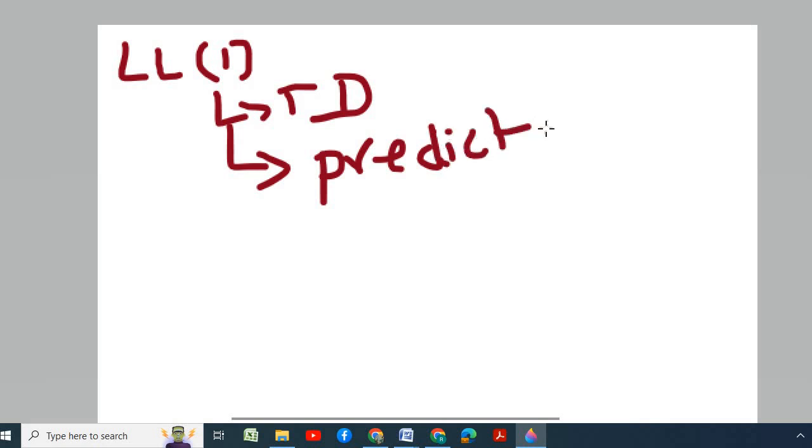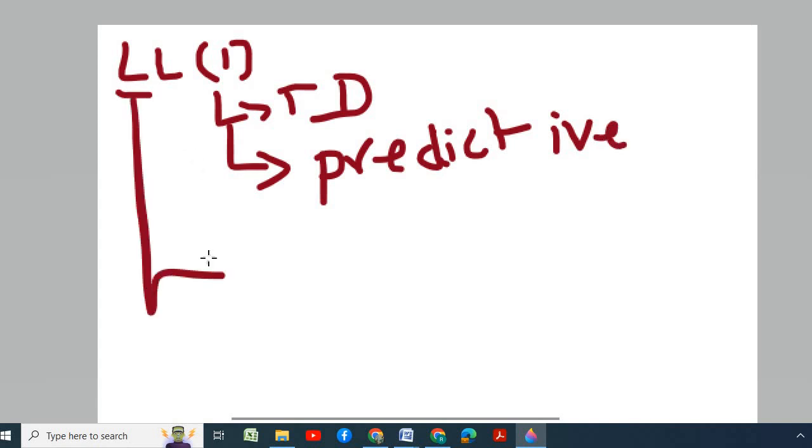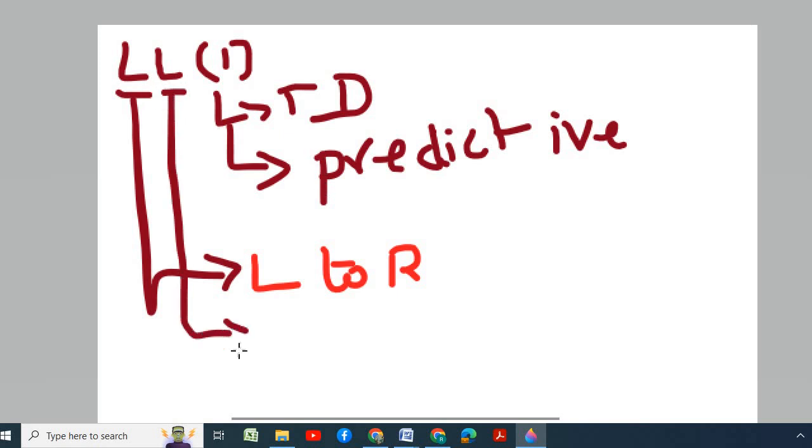So let us discuss what is L. This L stands for associativity. Here L defines left to right associativity. And what does the second L stand for? The second L stands for what type of derivation we are going to perform. We are going to perform leftmost derivation.